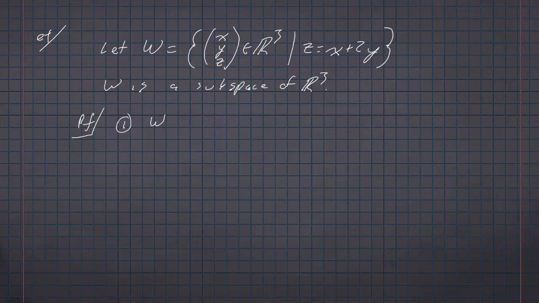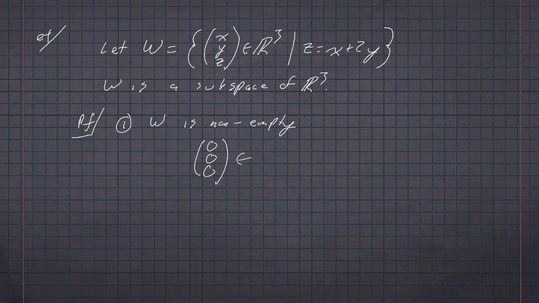First, we need to show W is non-empty. We can pick any vector that we can figure out. The easiest one it looks like is if x is 0 and y is 0, well, z is defined. 0 plus 2 times 0 is 0. So the 0 vector is in W.